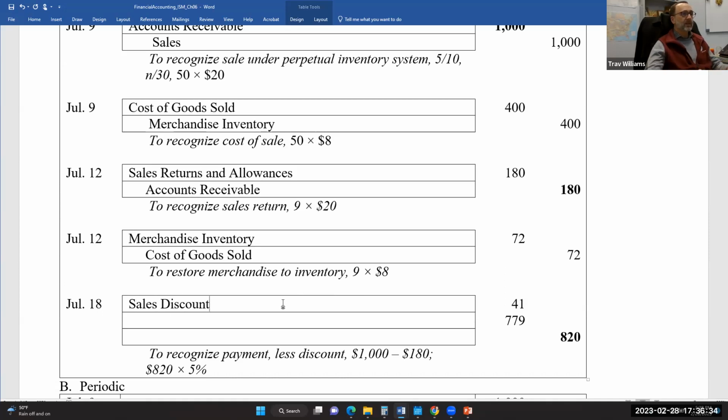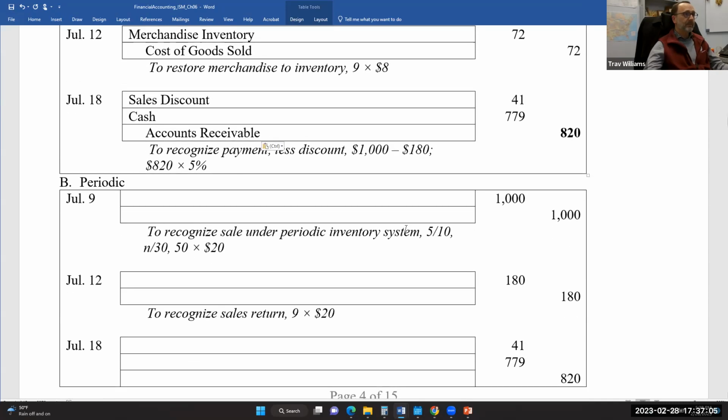Sometimes you'll notice sales discount happens first and cash happens second. It really doesn't matter which order you put them in. But because we have the numbers to go by, we know that the first one was the sales discount and the second one was the cash. Okay. So we've completed part A, the perpetual.